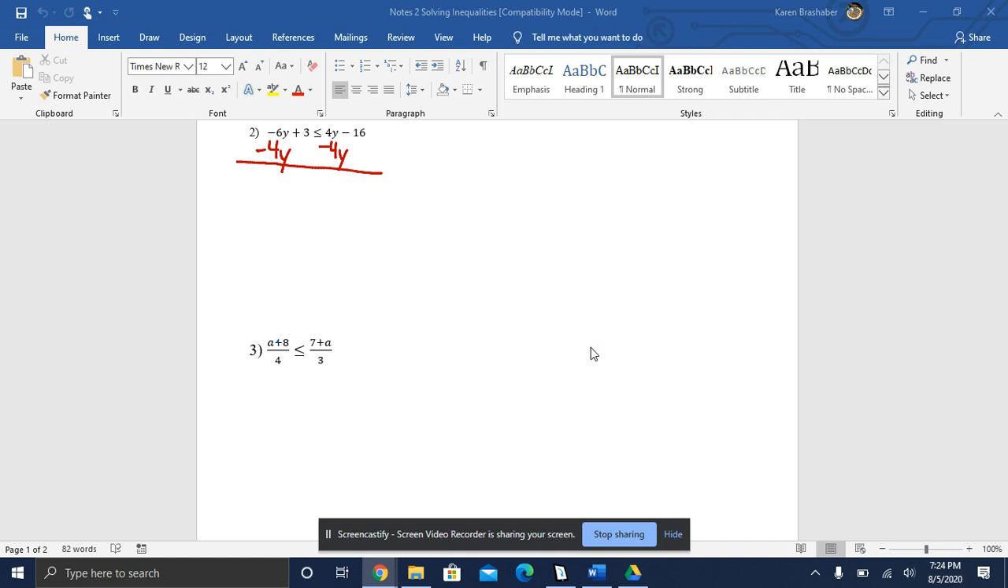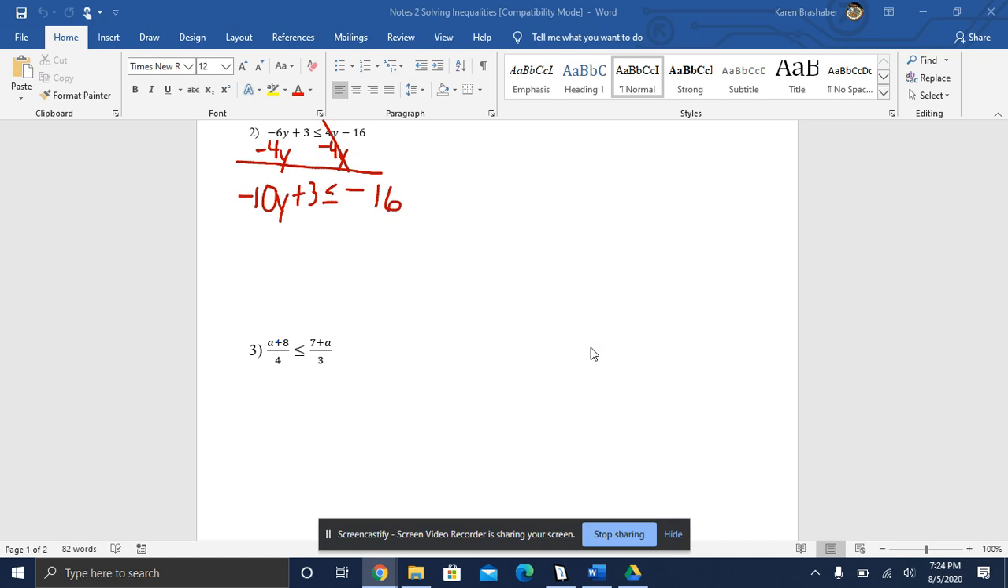Negative 6 and negative 4 would add up to negative 10. So we'd have negative 10y and still have our plus 3. Let's see if I can fix that. Is less than or equal to. We have this zeroing out. Now we have a negative 16.